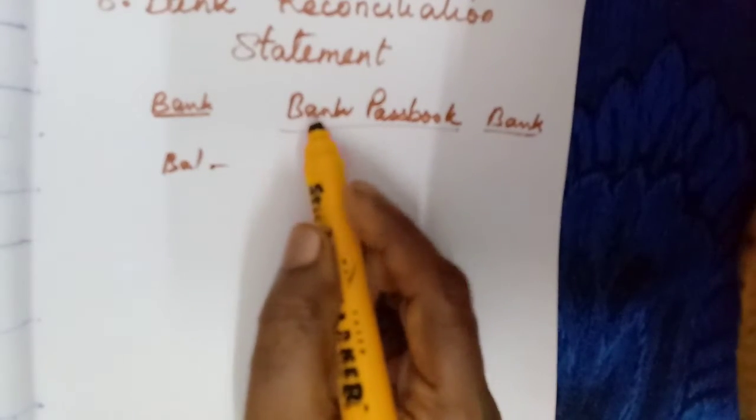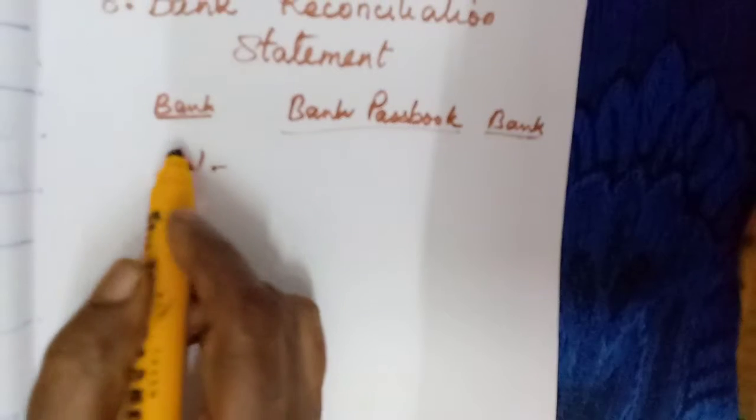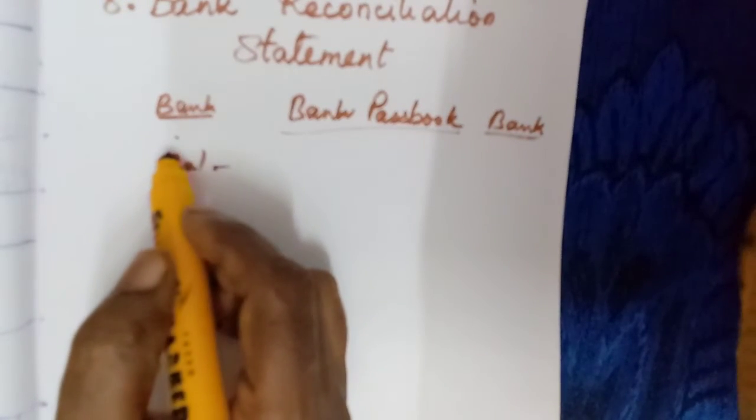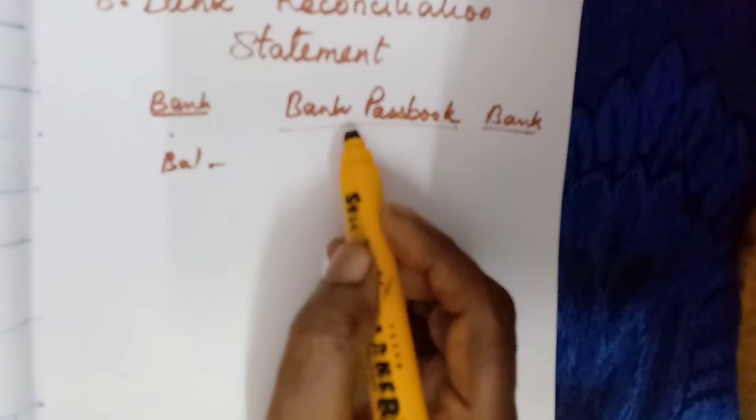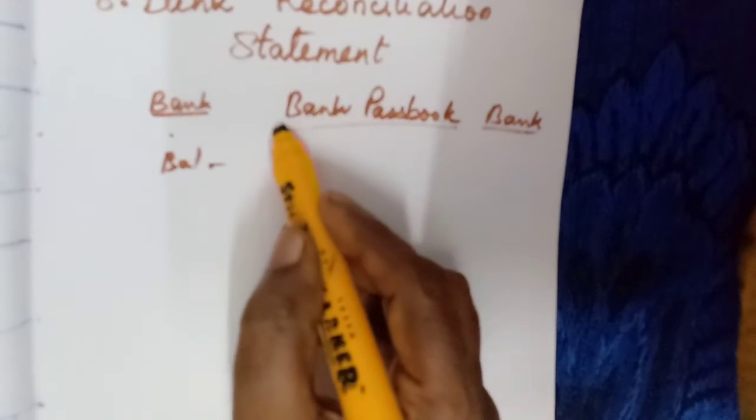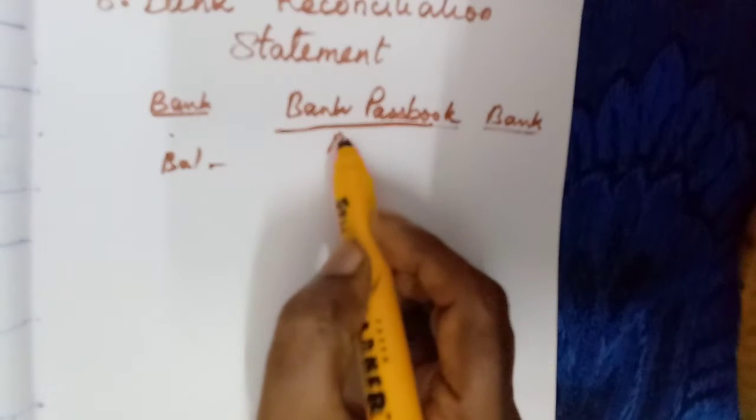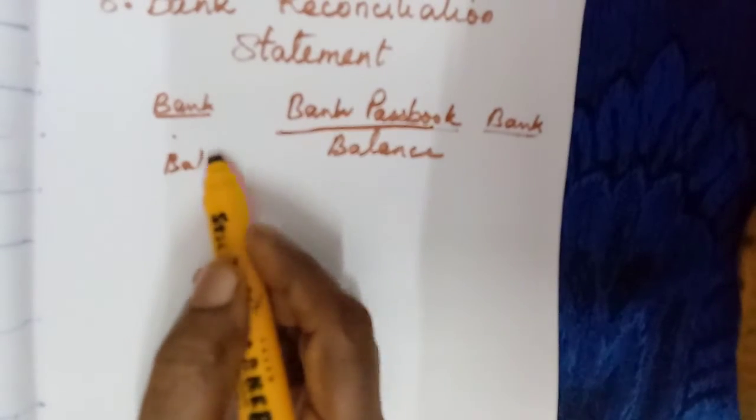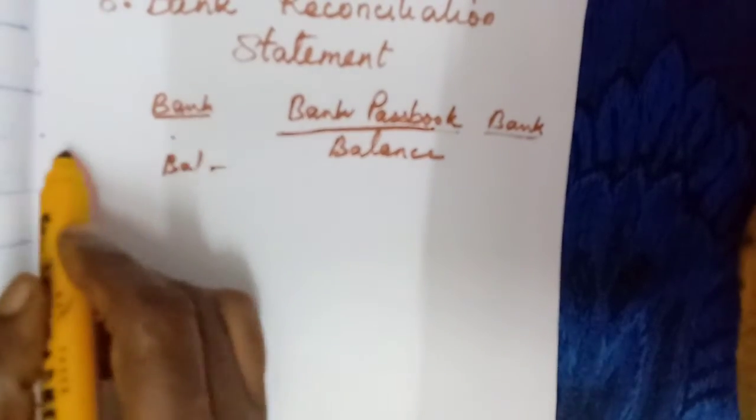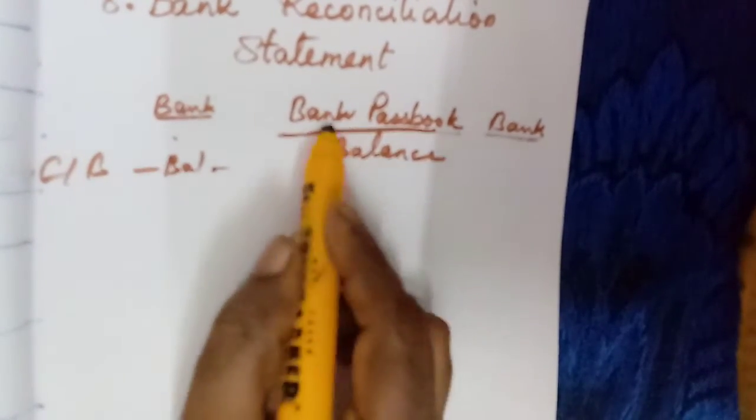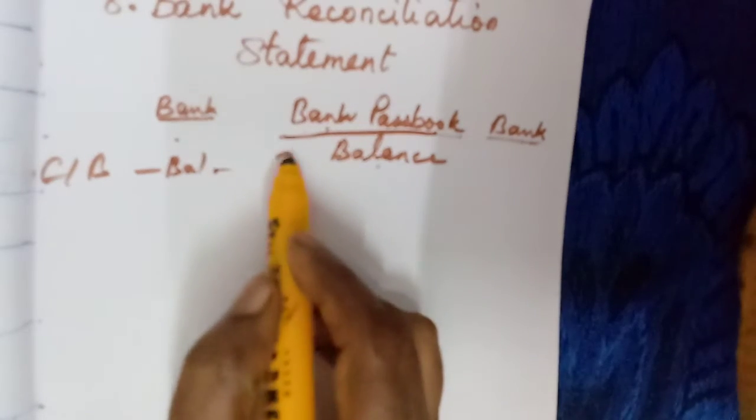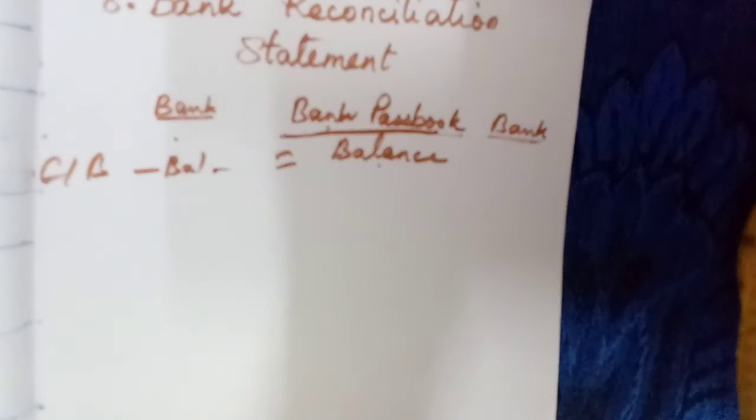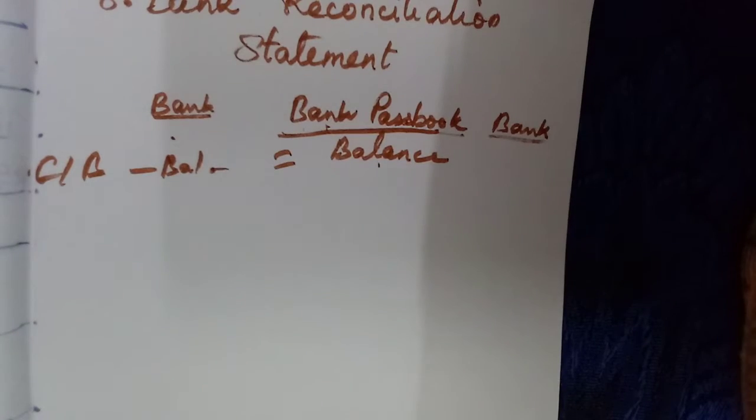So we can compare on a particular date, because we prepare the cash book at the end of the financial year. On the same day, we have to check the bank passbook balance also. Cash book balance and bank passbook balance. If they both are the same, then there is no problem. But sometimes it will not match.